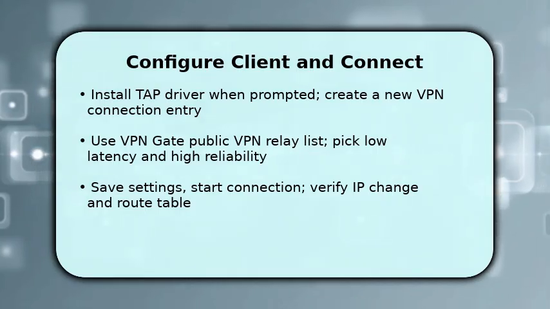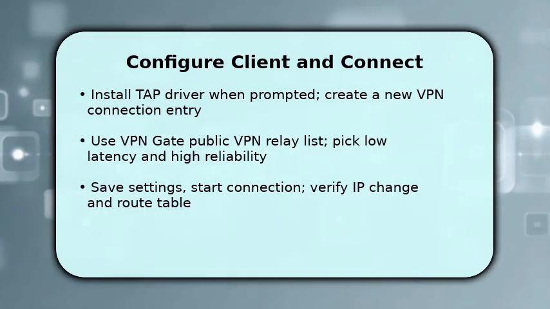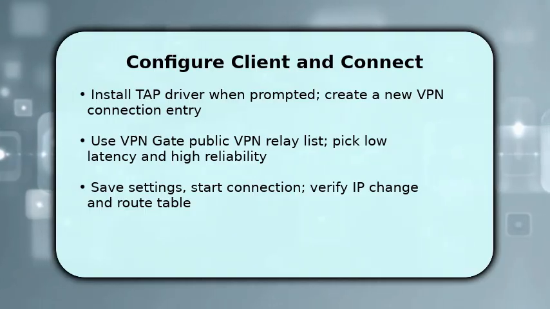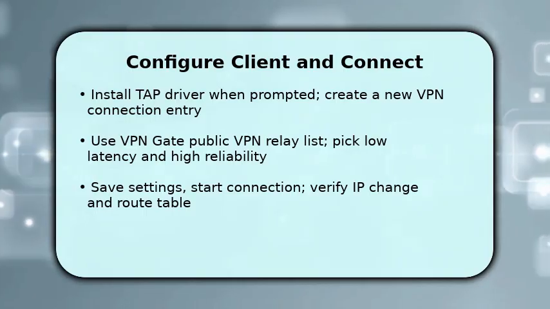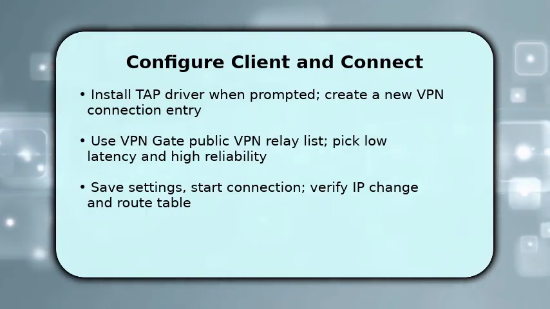new VPN connection entry. From there, select the VPN Gate public relay list inside the client and choose a server with low latency and high reliability. This improves speed and stability.